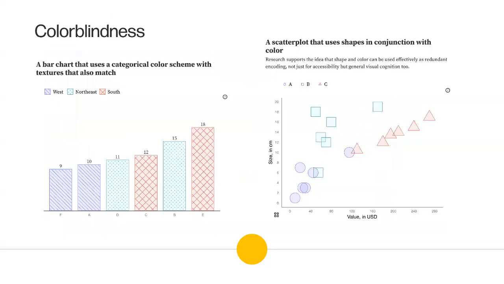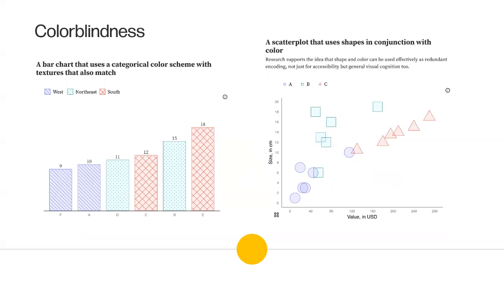And we want to talk a little bit more about color blindness. A way that we can be more mindful of people who can't really tell the difference between colors is to use patterns to differentiate between the different variables. In the case of this categorical variable, we're using different patterns here. And then for a quantitative variable, we're using different shapes to represent the different categories.